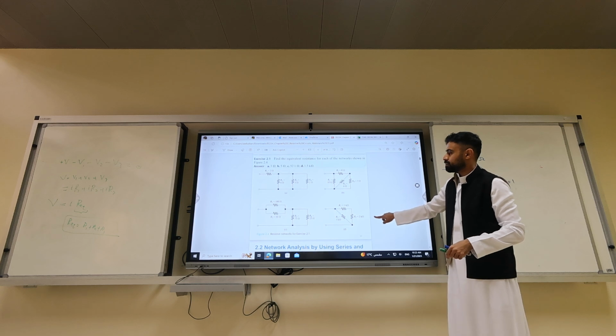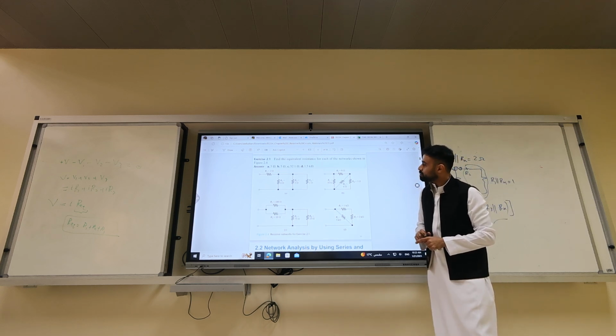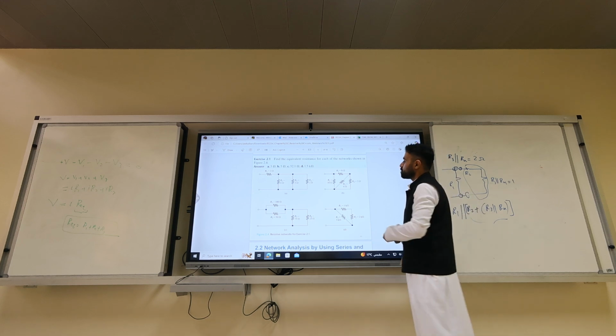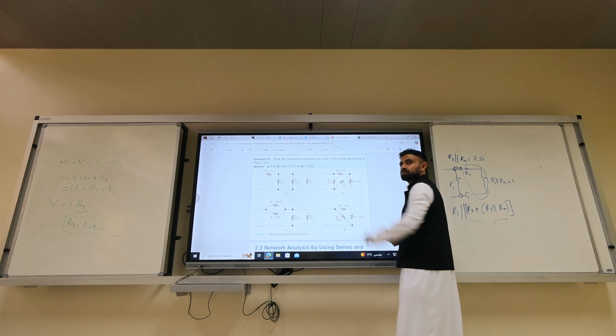Now, isn't the combination going to be in series with R1? No. The combination will be R2 plus another resistor here. They are going to be in series, but still it's going to be in parallel because it shares this node and that node.